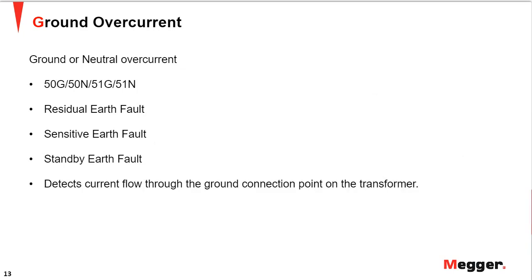So next is the ground overcurrent. Like the name suggests, it's a ground or neutral overcurrent. It's denoted in different ways. It could be 50G, an instantaneous ground.